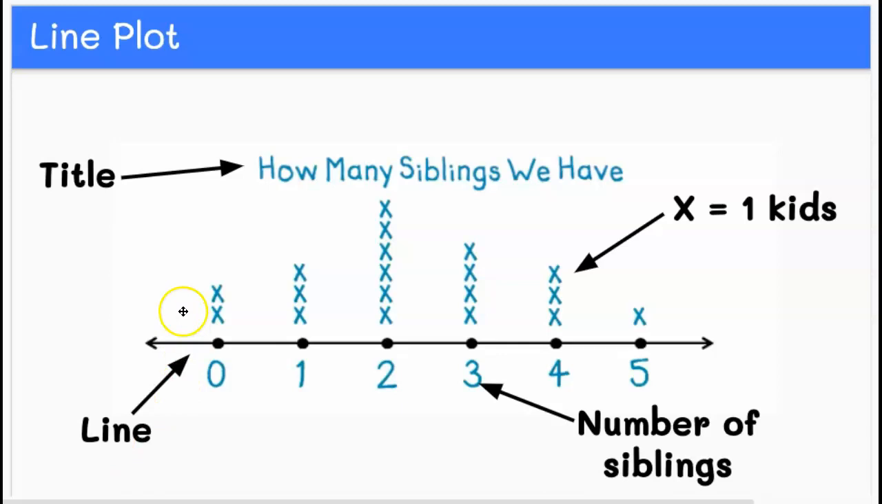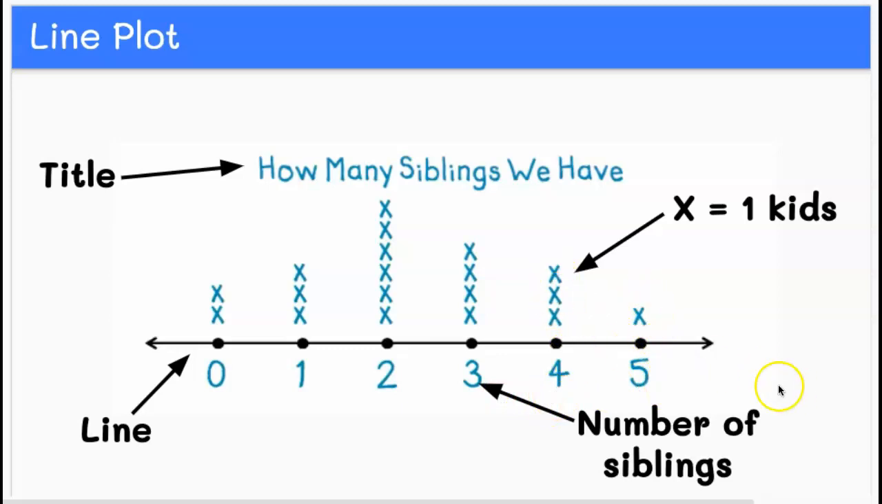As a reminder, this is some information about line plots. We always have a title at the top that tells us what we're looking at. We always have a line because it's a line plot. These numbers at the bottom on this line plot tell us the number of siblings that these people we're asking about have. Remember, siblings is a brother or sister. In this graph, they asked a class of kids how many siblings they have. Some kids had 0, 1, 2, 3, 4, and 5.